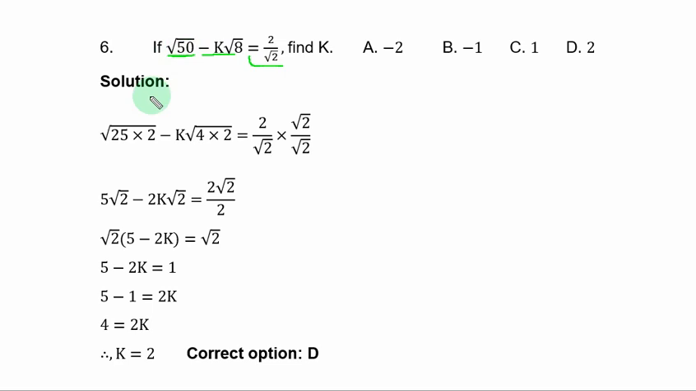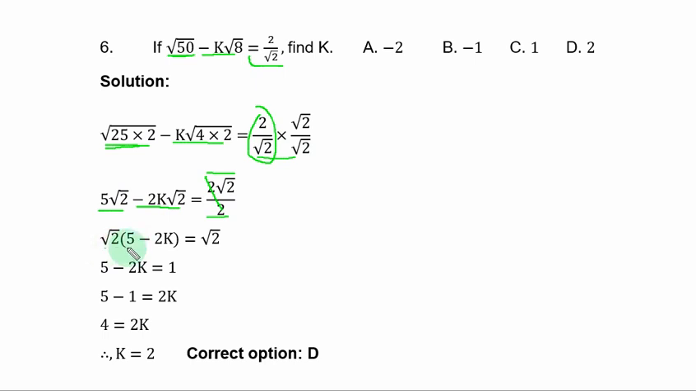So 50 becomes root 25 times 2 minus k root 4 times 2. To rationalize this, you simply use root 2 to multiply both numerator and denominator. So this simplifies to 5 root 2 minus 2k root 2. 2 times root 2 is 2 root 2. Root 2 times root 2 is root 4, and that is 2. Now 2 can cancel 2.